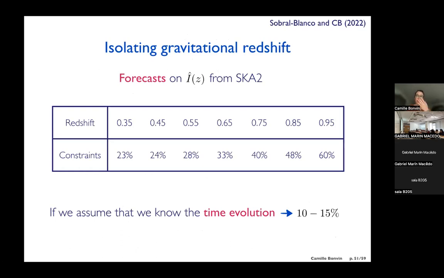Okay, so with my PhD student, we did some forecasts on how well we can measure the evolution of psi, so this function I hat, from a survey like the Square Kilometre Array in its second stage of observation. And so you see here the constraints redshift bin by redshift bin. At low redshift, we are able to constrain this quantity to between 20 and 30%. And then if we go to higher redshift, we actually lose constraining power, which is mainly due to the fact that we have fewer galaxies at high redshift. And so the shot noise kills the constraint.